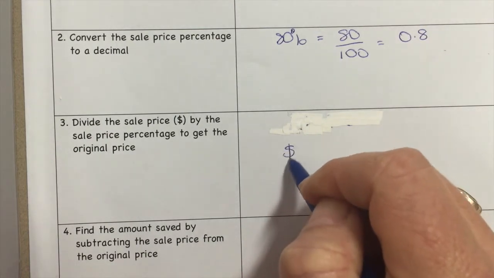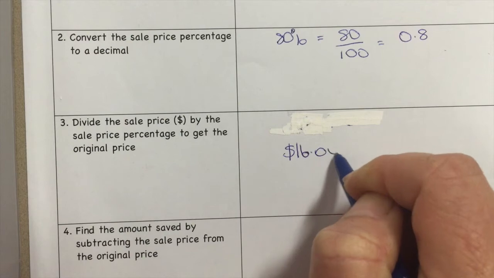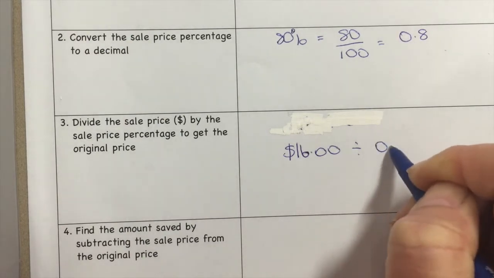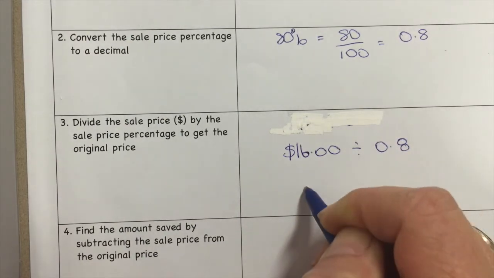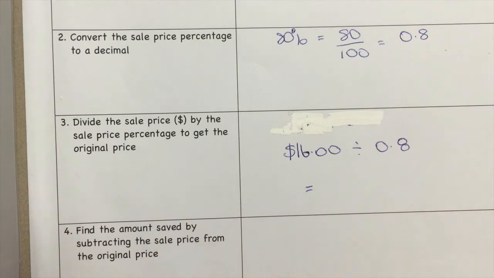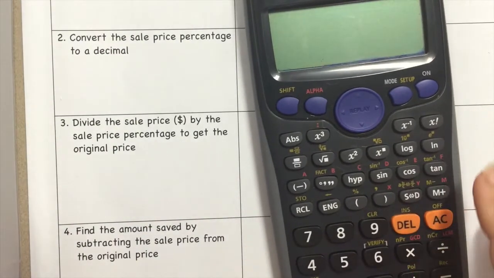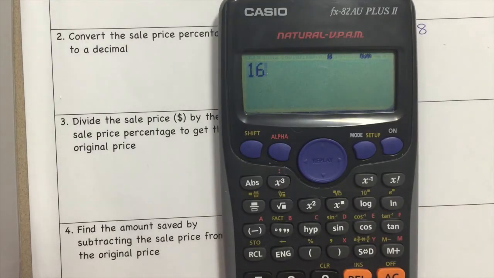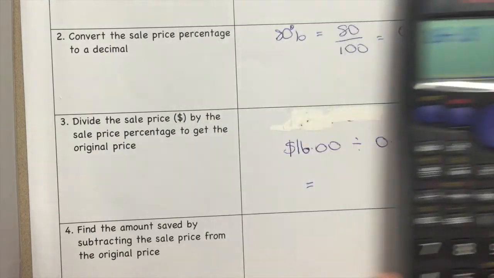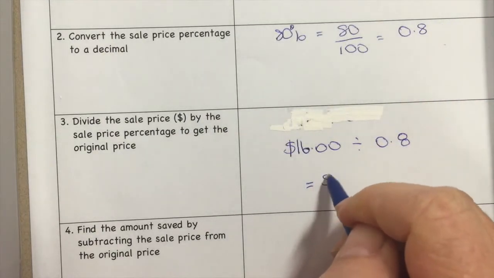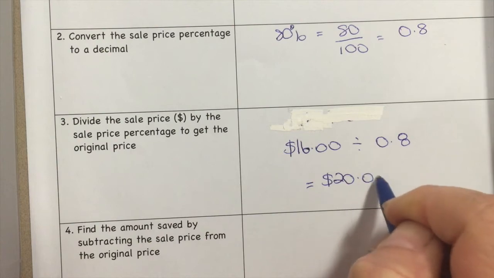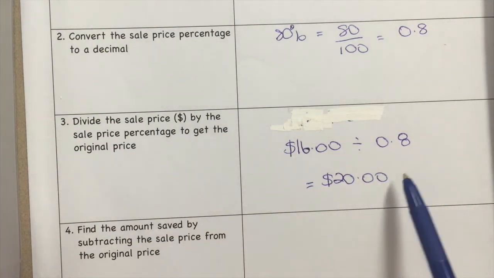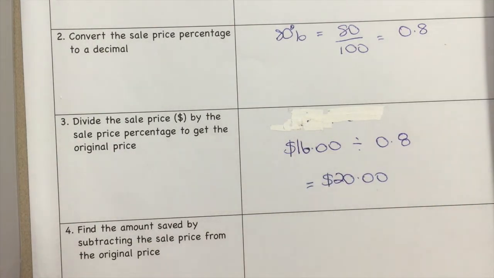So I'm going to go $16 divided by 0.8, and that equals. So if I go 16 divided by 0.8 equals. You'll see that it comes up with 20. So that is equal to $20. What that's saying is that without the discount, I would have paid $20 for that kilo of rump steak.